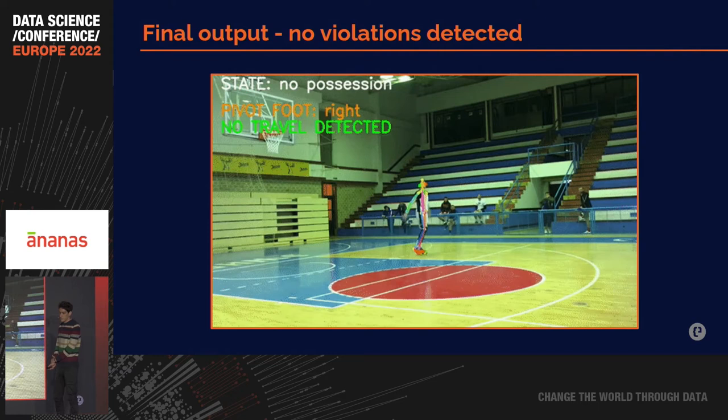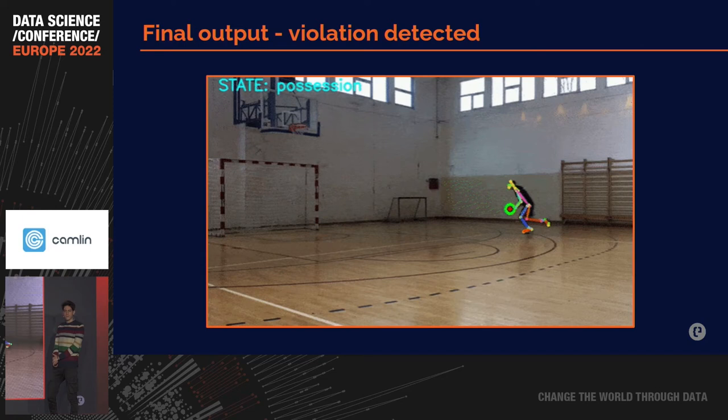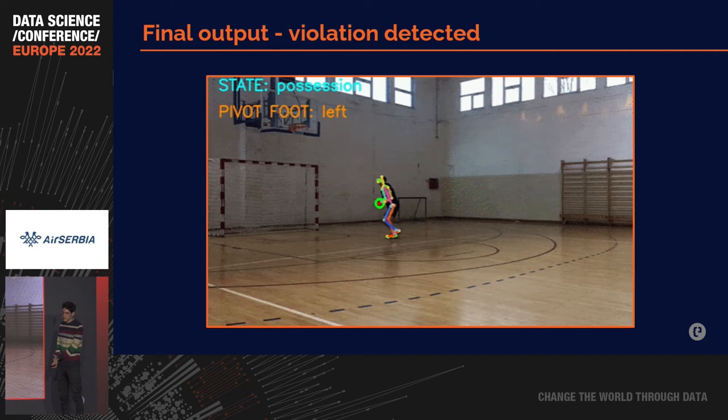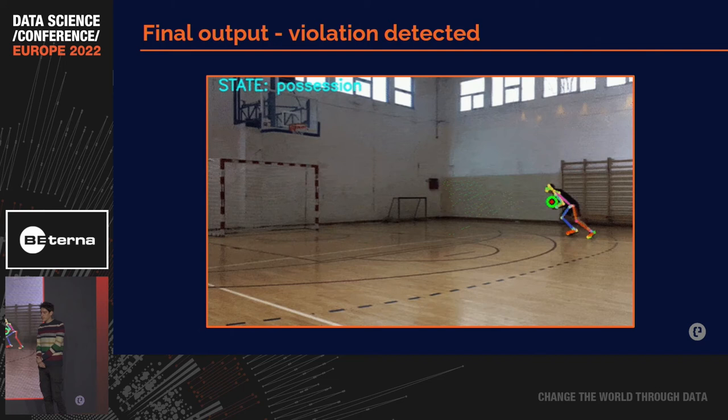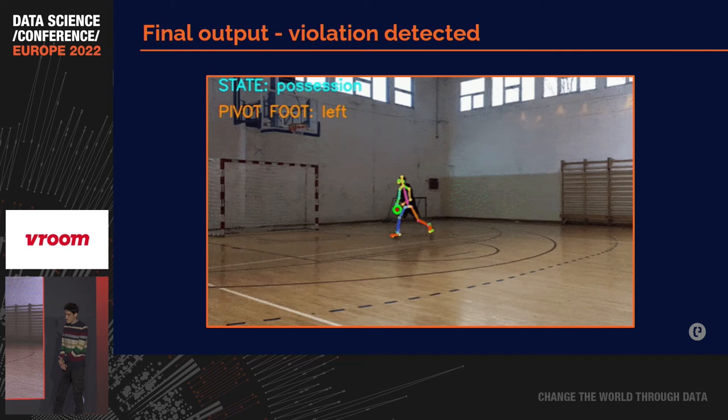Since everything is right, there is no violation. There is no travel detected. I don't think I mentioned it, but travel is the violation of the pivoting rule, and something else, but for the sake of this presentation, it is that. This is a negative example where we see that traveling is detected. His pivot foot is the left foot here, and we see he's moving that foot all over the place. So basically it's a simple travel.